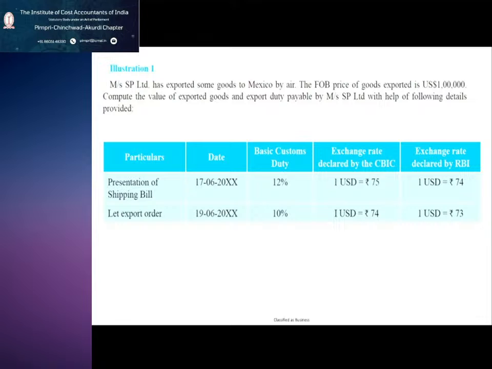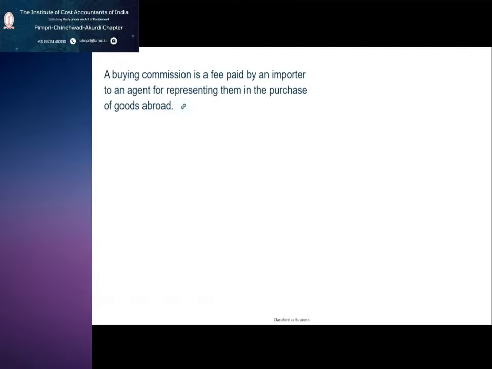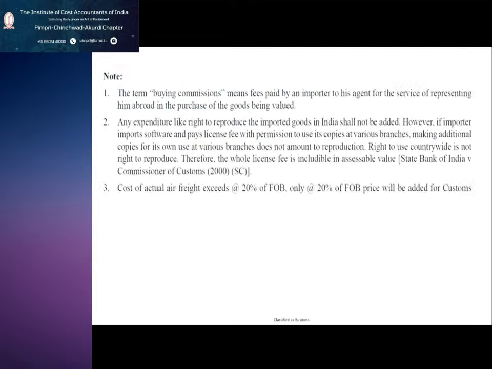I am saying the first one is date is important, and whether it is presentation of shipping bill or LET export order, that is also important. Then the exchange rate. So always remember exchange rate to be declared by the CBIC. So now we will go with other conditions also we have. So multiple are there. We will go with the other conditions.